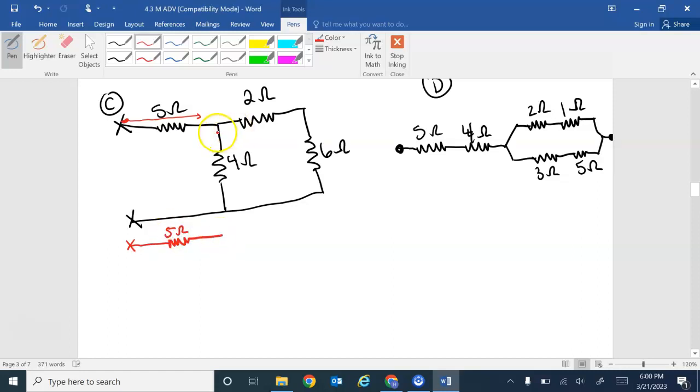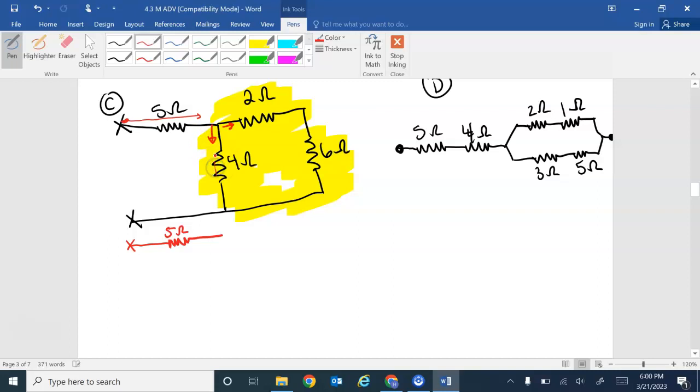Okay, so let's look at what's next. Then we get to here, the current splits. So it becomes a parallel circuit. Next we're going to need to redraw this part on the right. This whole entire part, we're going to need to redraw as a parallel circuit because that's what it is next. So now let's look at each pathway.